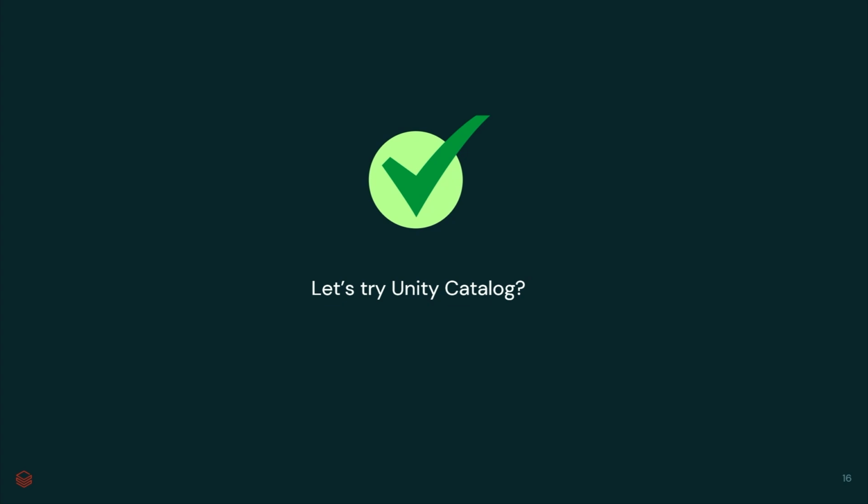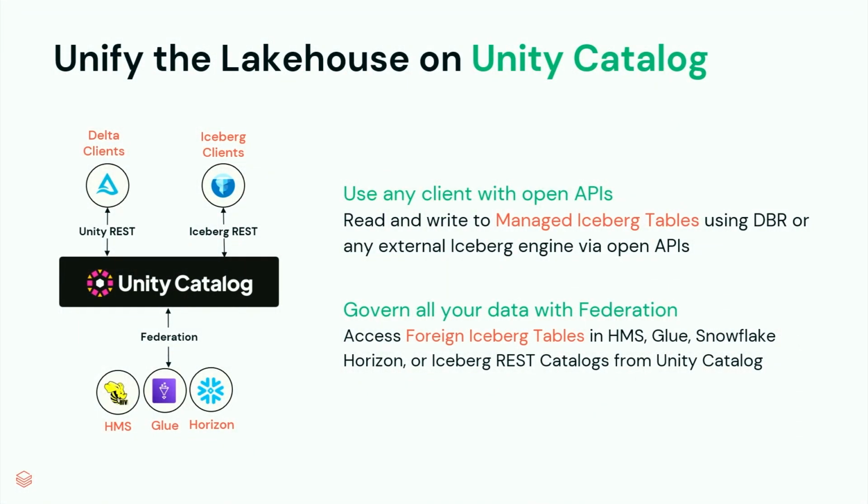Okay, we have our criteria. Let's go back to the drawing board and look at Unity Catalog. You've heard a lot about this in the keynote, but Unity Catalog is introducing two new features that are critical to meeting all these requirements.